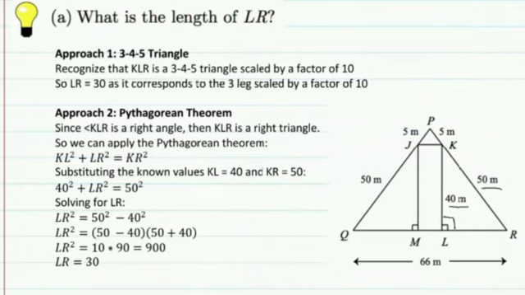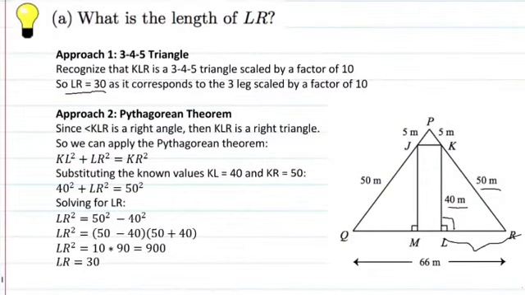Now, for those who are familiar with 3-4-5 triangles, we can recognize that this is a 3-4-5 triangle scaled by a factor of 10, which means that the LR side here corresponds to the 3 side of the 3-4-5 triangle. And since we're scaled by a factor of 10, we get that LR equals 30. I would highly recommend being familiar with 3-4-5 right triangles, as they appear often on competitions, and many times recognizing them will help solve the problem a lot more quickly.